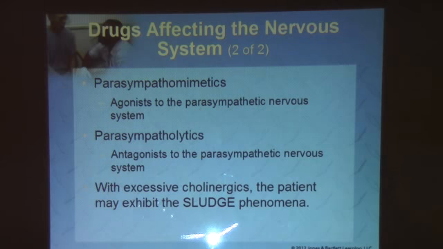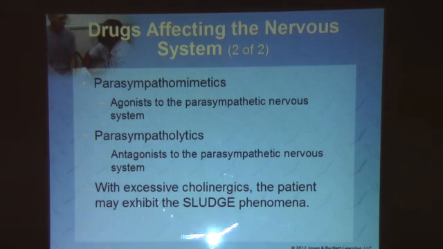If excessive cholinergics are present, the patient may exhibit the SLUDGE phenomenon: salivation, lacrimation, urination, defecation, gastric upset or cramps, and emesis. Patients exposed to certain fertilizers, insecticides, nerve agents, and sarin gas exhibit these SLUDGE symptoms.